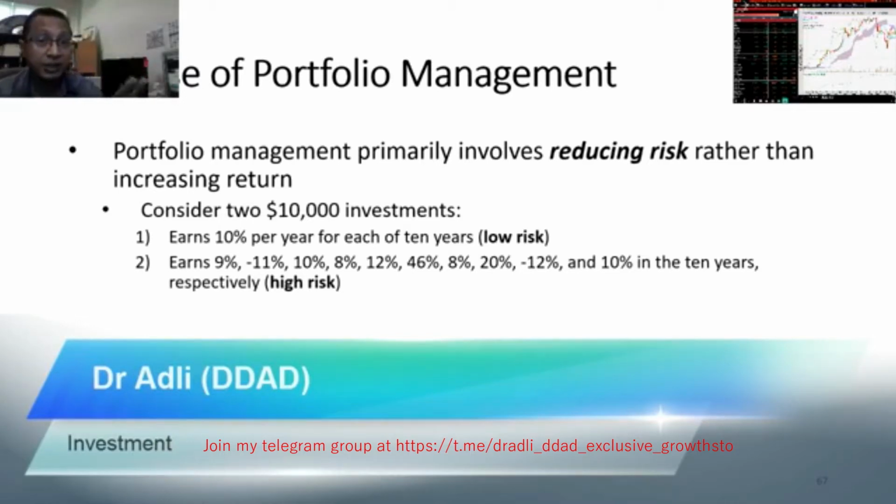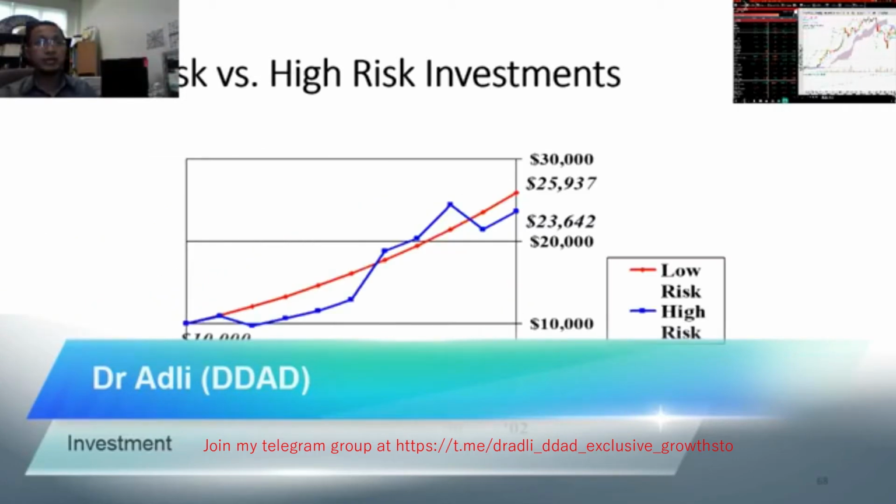Consider two investments of 10,000. One earns 10% per year for each of 10 years, so basically it's low risk. Whereas if you earn 9%, then a negative return, then 10%, 8%, this is considered high risk. It's very volatile. Volatility is risk. The higher the volatility, the higher the risk. So that is low risk versus high risk investment.